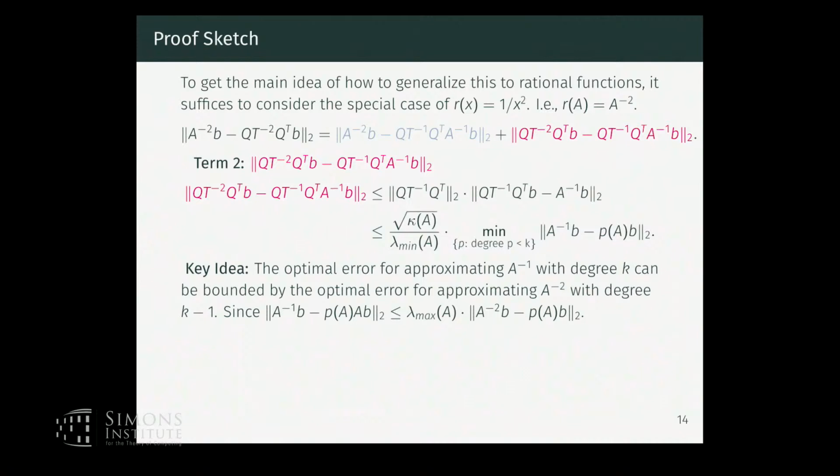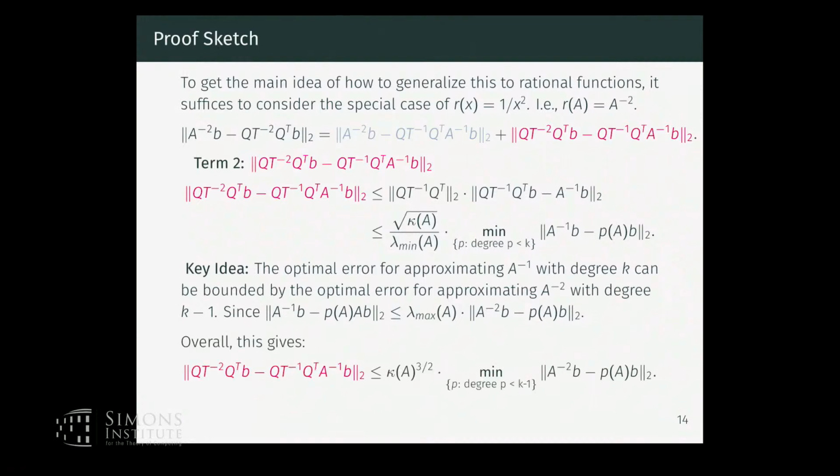The key idea is that the optimal error for approximating the inverse with degree k can be bounded by the optimal error for approximating A negative 2 with degree k minus 1. Because if I had some good approximation to A negative 2, I could just multiply it by A and I get a good approximation of the inverse. There's no way that approximating A negative 2 is significantly easier than approximating A negative 1, because I can derive an approximation of the inverse from the other. I don't have time to do the actual math, but I relate this opt to my actual opt and lose a lambda max factor when I do that.